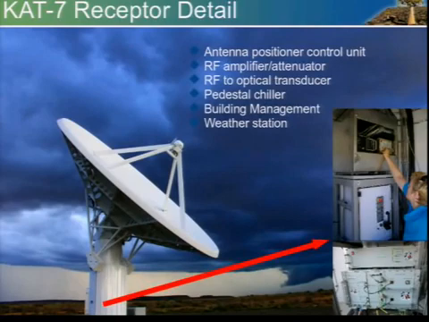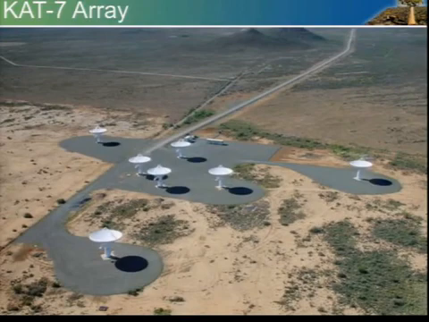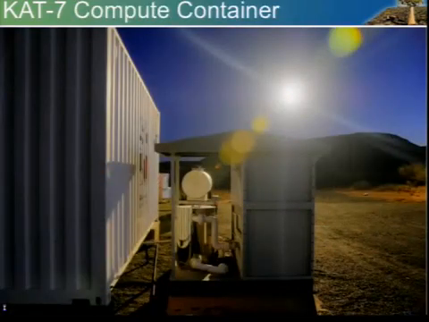And there's also building management, which sounds kind of boring, but one important detail is that the door has to be closed. Otherwise the radio frequency leaks out and it ruins the observation. And close to the antenna is a weather station, which we use for monitoring the wind and stuff like that. So we have 7 receptors, so basically 7 of everything you saw in the previous slide. And yes, you might have seen this picture before.